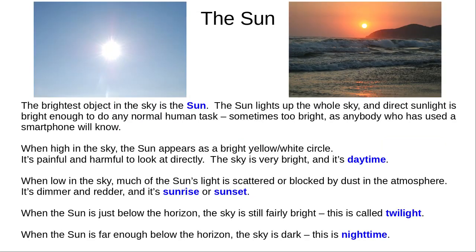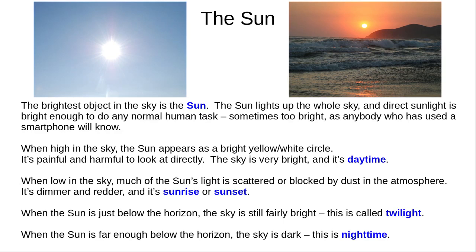The Sun is a fairly ordinary star, but because it's so close, it appears much brighter than anything else in the sky. It lights up the whole sky bright enough for us to do anything humans do, and is too bright to look at directly. In fact, it can dazzle drivers, and makes smartphones difficult to operate. In daytime, the Sun is high in the sky. It appears as a bright yellow or white disk, and makes the rest of the sky blue.